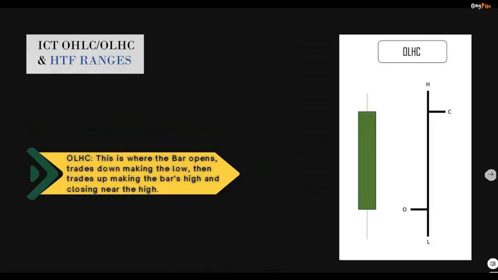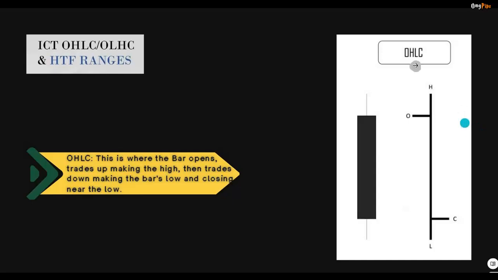Open, low, high, close. A bullish candlestick opens at the bottom, creates a low, impulses higher, creates a high, and then closes above, right? A bearish candle, same concept. The bar opens right here, creates the high, impulses down, creates the low, then eventually closes just above the low.